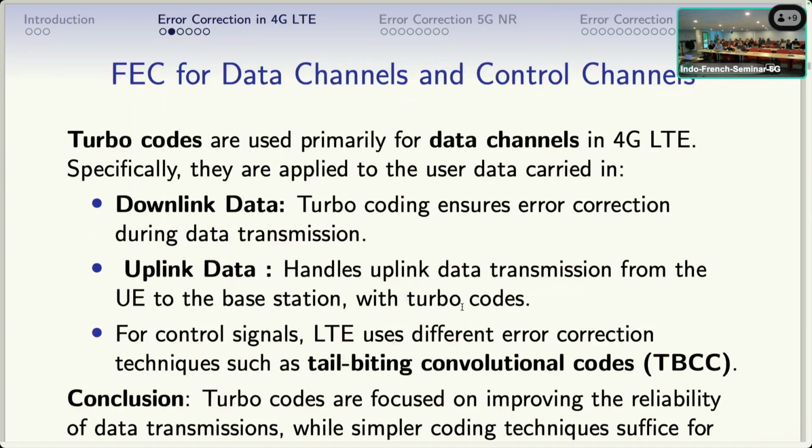So turbo codes were the main error correction technique used in the data channel, both in the uplink and downlink, and they substantially improved the performance. But for the control signal, they used tail-biting convolutional codes. Tail-biting convolutional codes were a simpler technique with lesser error correcting capability. That was in place for the control signal, where the requirement of efficiency or error correcting capability is not substantial. So both turbo codes and tail-biting convolutional codes were in place in the fourth generation system.